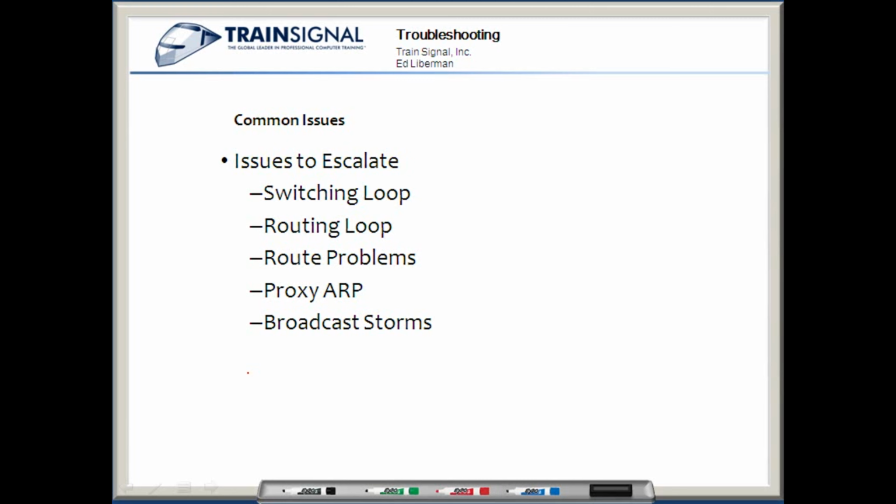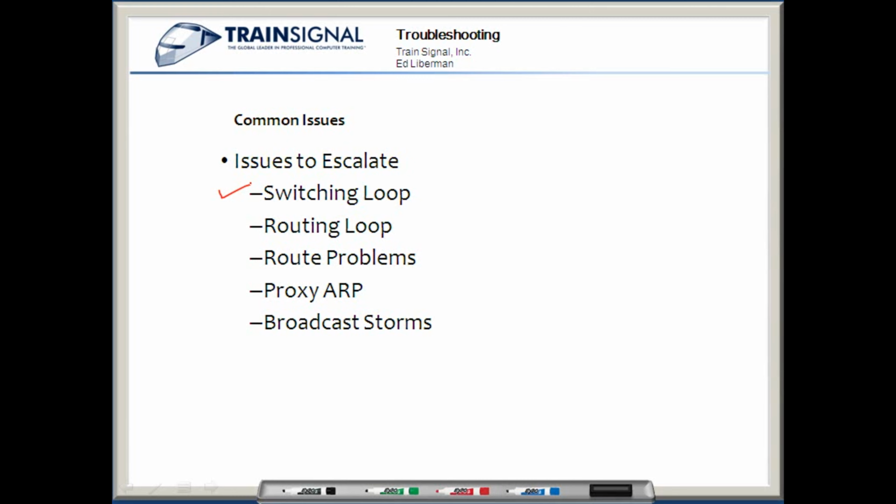So what are these? Well, first of all, we have something called a switching loop. And this basically has to do with when you're on a switched network, a network using switches. If you end up with a scenario where a switch has multiple paths to get to the same destination, you may end up in what's called a switching loop, where basically the signal just keeps looping around.